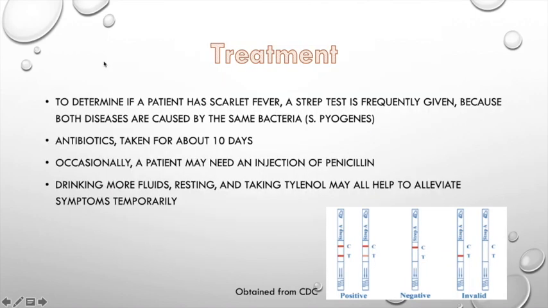In order to determine if a patient has scarlet fever, a strep test is pretty commonly given because both diseases are caused by the same bacteria, which is Streptococcus pyogenes. So the main distinguishable thing is the symptoms that are present in the individual. And antibiotics are taken for about 10 days, and an injection of penicillin may be necessary. And then obviously taking Tylenol or drinking more water and resting are all ways to alleviate the symptoms temporarily.